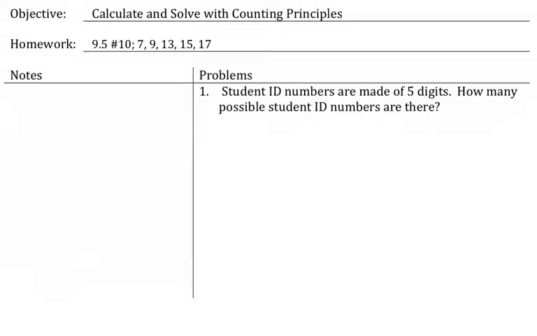All right, so today we're going to talk about counting principles, which is just a different way to think about probability to calculate the number of outcomes that an experiment could have.